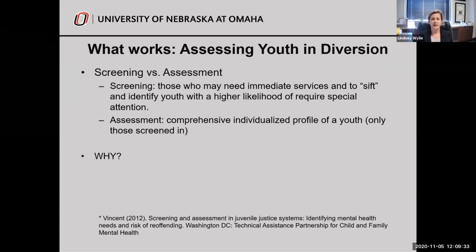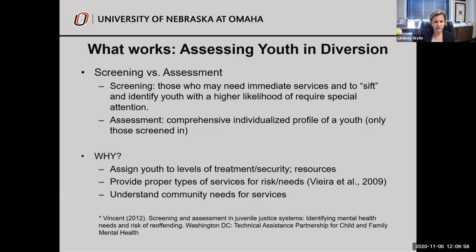And evidence-based practice is that we start every youth with a screener, and then we only assess youth who indicate from the score of the screener that they need a full assessment. So the assessment, though, is the more comprehensive, individualized profile, and the idea is that not everybody would get the full assessment. Only those that demonstrated needing the full assessment from the screener would be identified in the assessment.